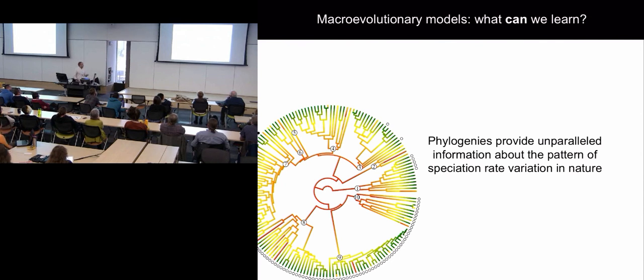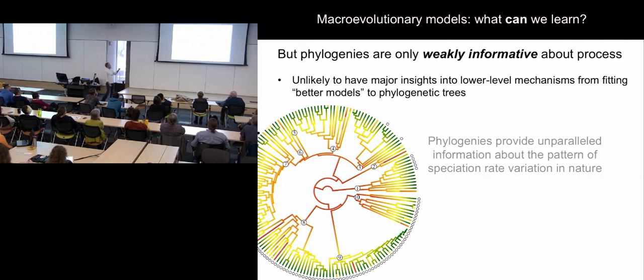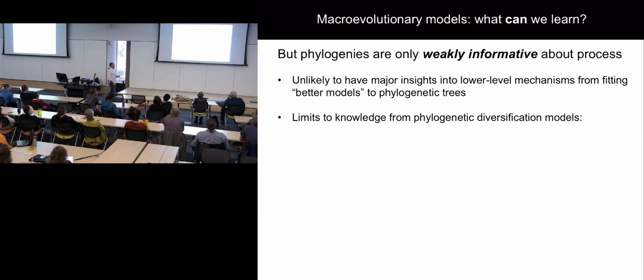That said, I would say that phylogenies are only weakly informative about underlying processes. And there's a lot of interest right now in the field in developing sophisticated models that you can fit to phylogenetic data that are supposed to tell us about these underlying processes of population splitting and persistence and reproductive isolation. And I don't think we're going to get any major insights into those lower mechanisms from simply fitting better models to phylogenetic trees. I'm very skeptical of this. And I think we are very quickly approaching limits to knowledge in terms of what we can gain from these types of phylogenetic diversification models.